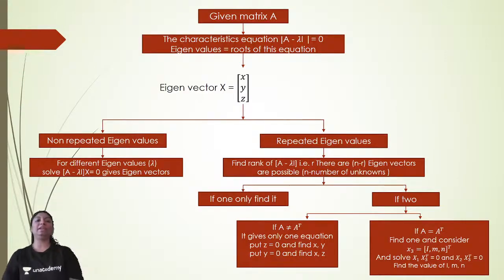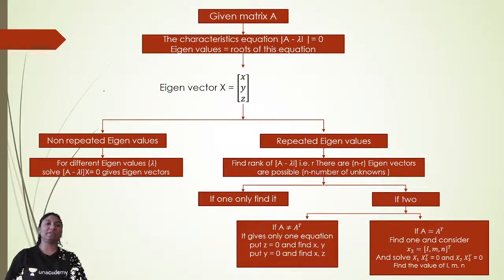If the matrix A is given, the characteristic equation is determinant of A minus lambda I is equal to 0. The eigenvalues are the roots of this equation. So what are the eigenvalues? Eigenvalues are the roots of this equation. The eigenvector is x equal to x, y, z.